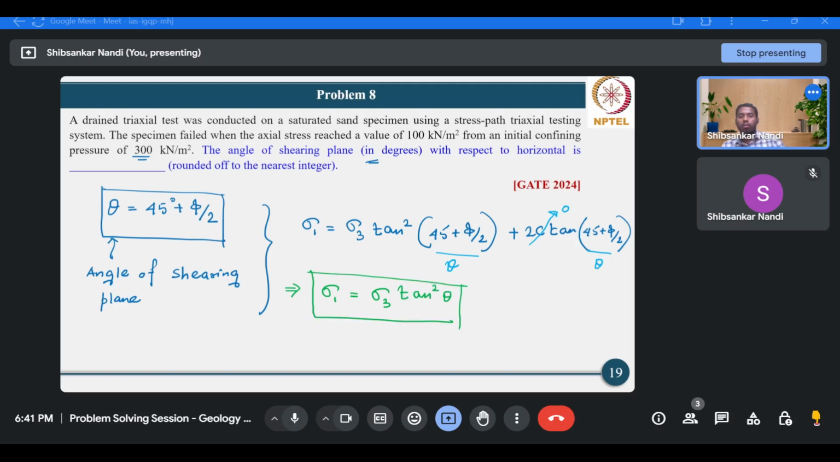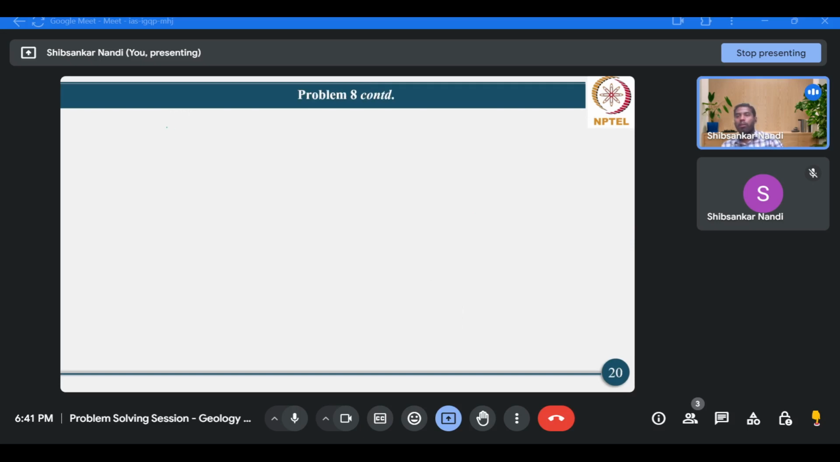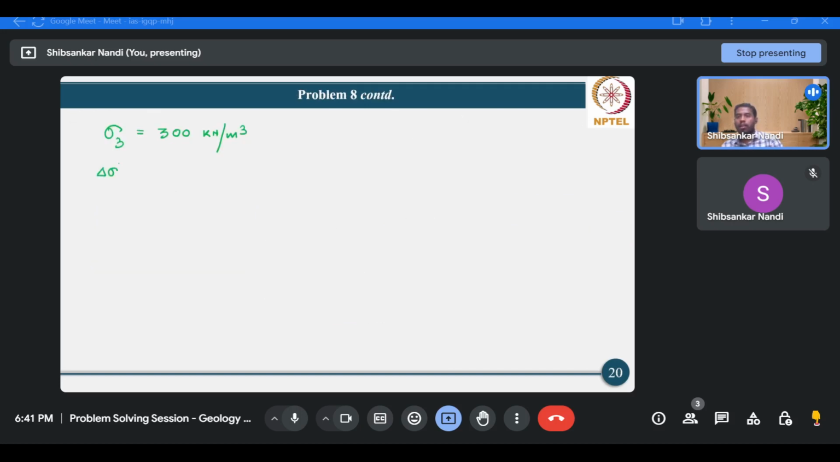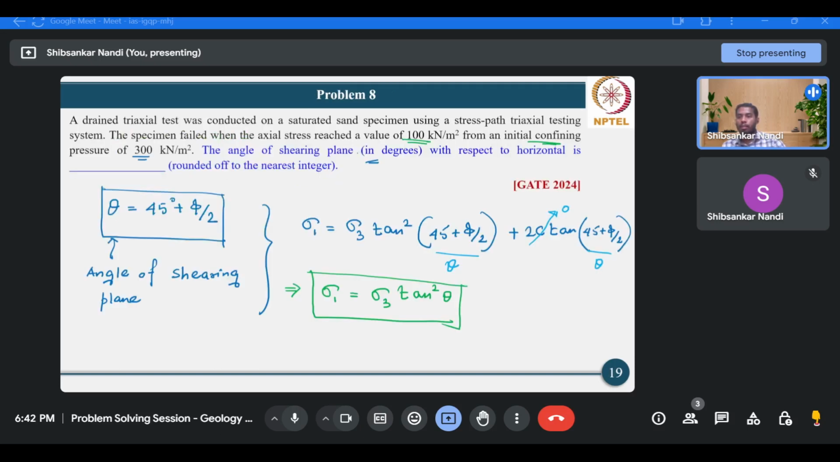So we need to only know the values of sigma 1 and sigma 3. So what is the value of sigma 3? The confining pressure is 300 kN per meter square. Sigma 3 is 300 kN per meter square. So therefore sigma 1 will be this confining pressure plus the deviatoric stress. So this delta sigma d is given as 100 kN per meter square. Sigma 1 will be sigma 3 plus delta sigma d, because this is equal to sigma 1 minus sigma 3. Again, since this is a drained test, using this parameter in terms of effective stress will be more appropriate.